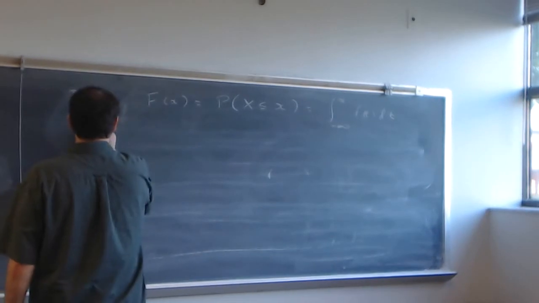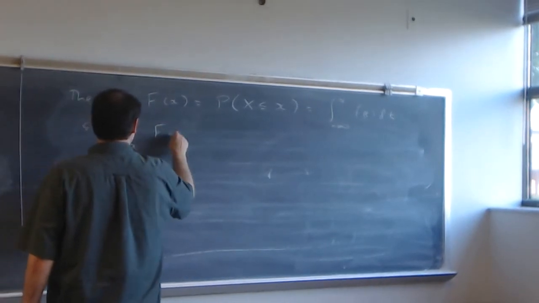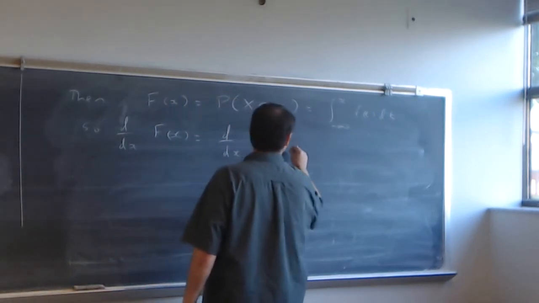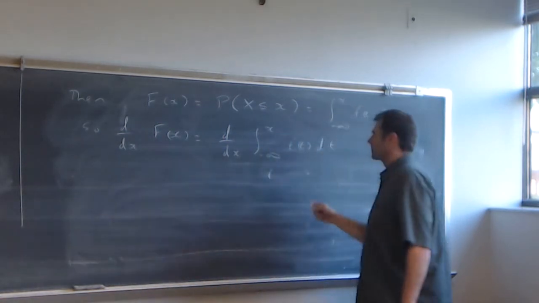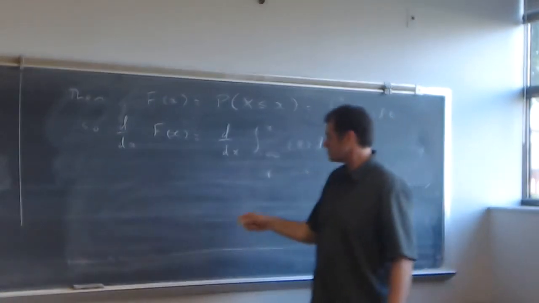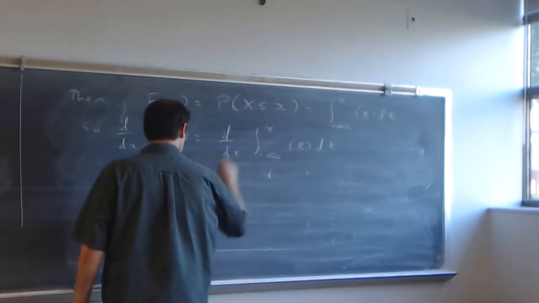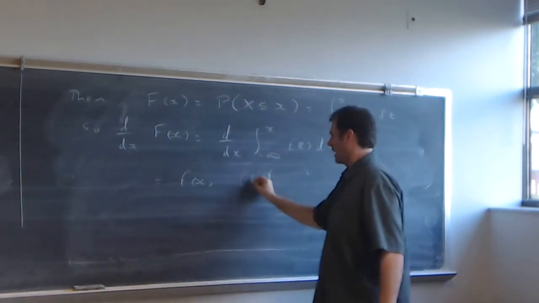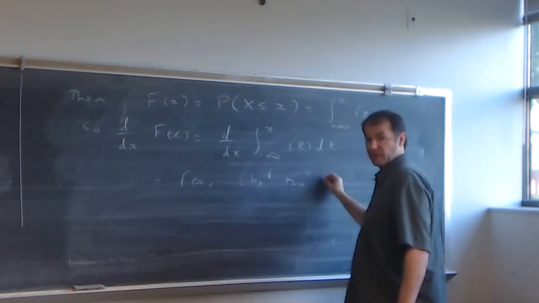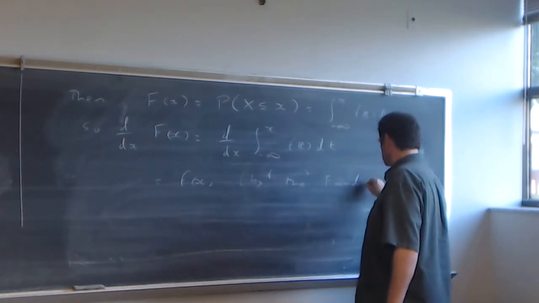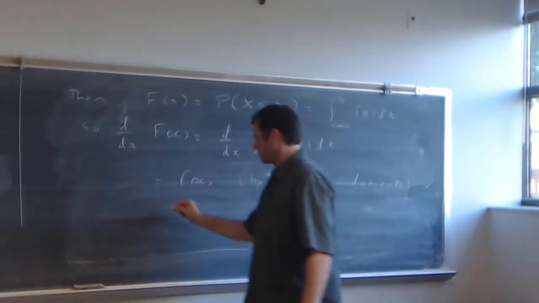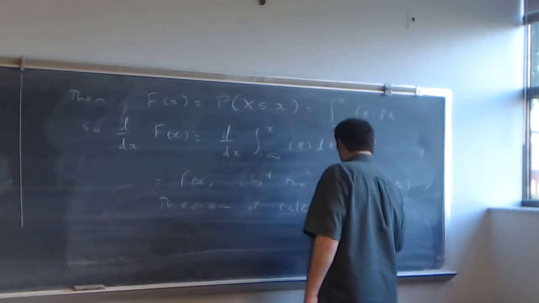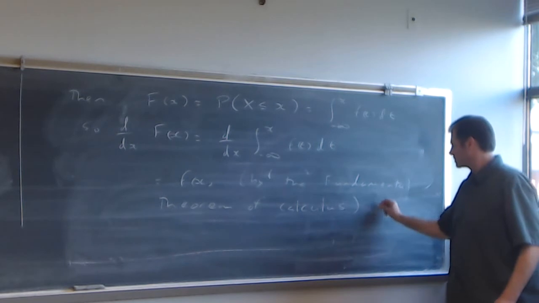And so, the derivative with respect to x of big F of x is nothing more than the derivative with respect to x of the integral from minus infinity to x of f of t dt. Now, by the fundamental theorem of calculus, this is equal to the inner function evaluated at x times the derivative of x, which is just 1. Okay? This is a version of the fundamental theorem of calculus. So that proves what we were looking to prove.